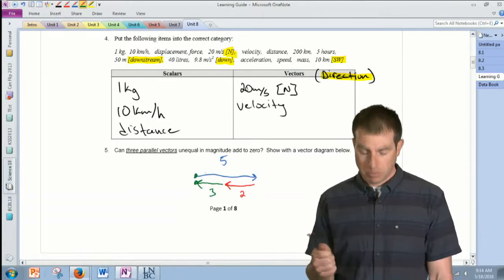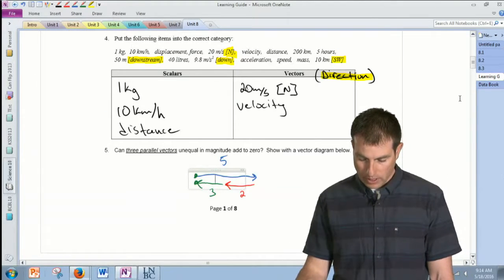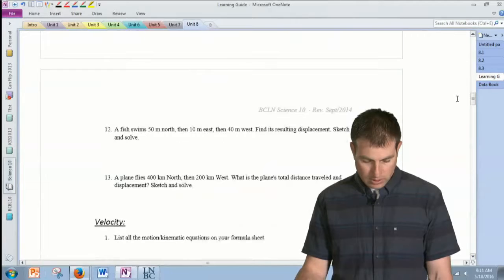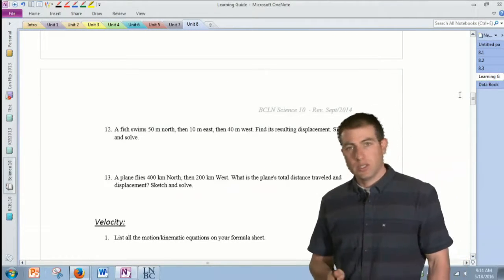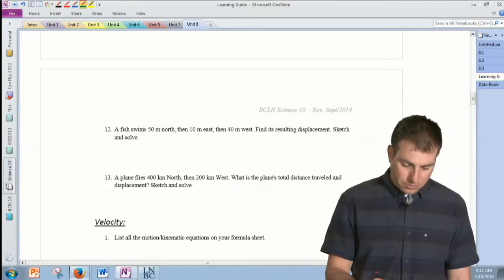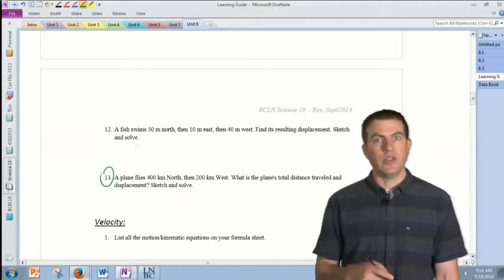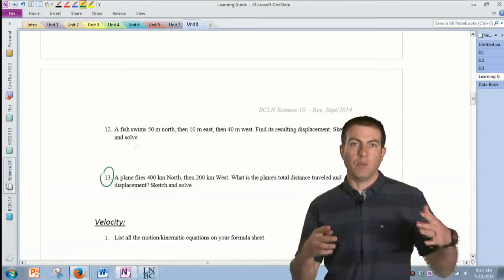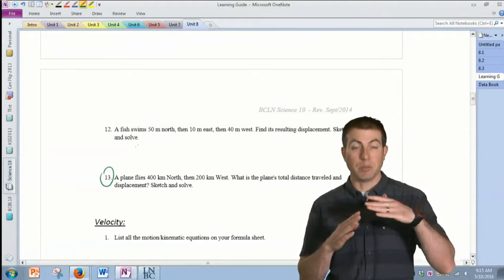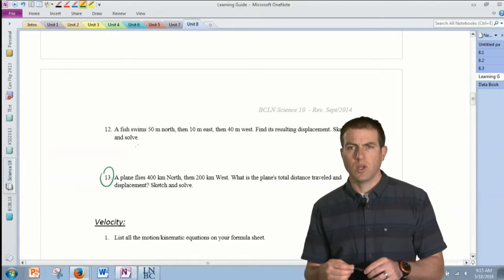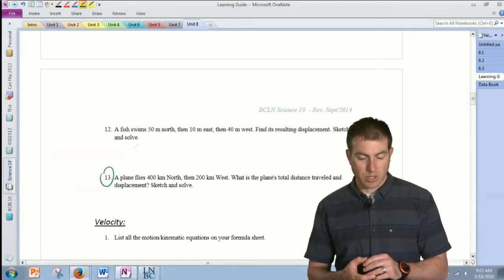And Ava, number 13. Let's scroll down to that one. One thing about question 13, I'm happy you did it, Ava. In the notes, there's some information on vectors that are perpendicular to one another. That's the type of question we're dealing with here.